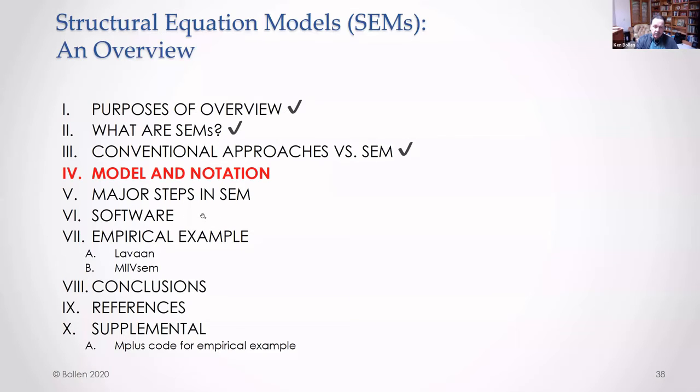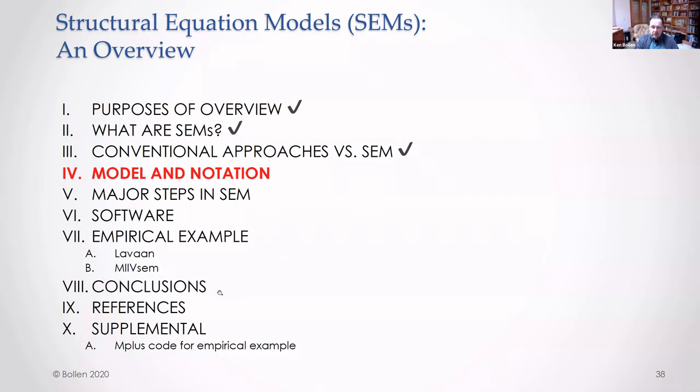The software. We'll be looking at some of the software that you can use for this. And then we'll have an empirical example, and I'll show you what the code looks like in two packages. One is lavaan, an R package, and the second is MplusAutomation, which is another R package. I chose both of these because they are R packages and therefore they are free, and you would be able to download them and use them yourself.